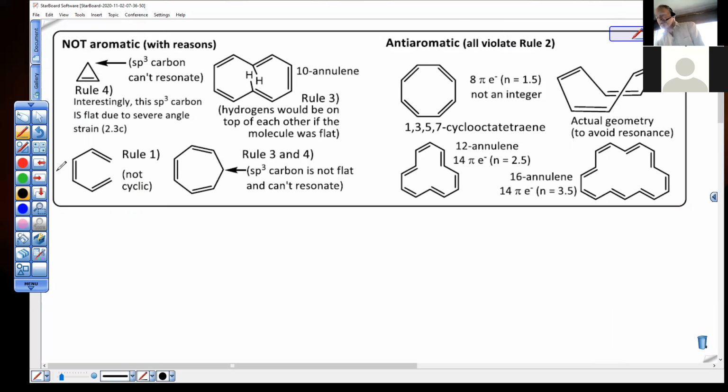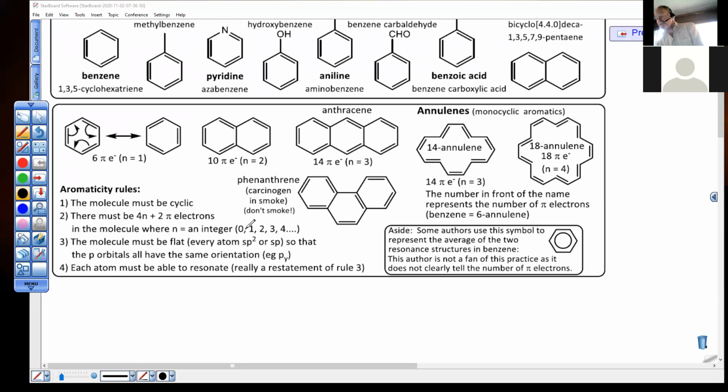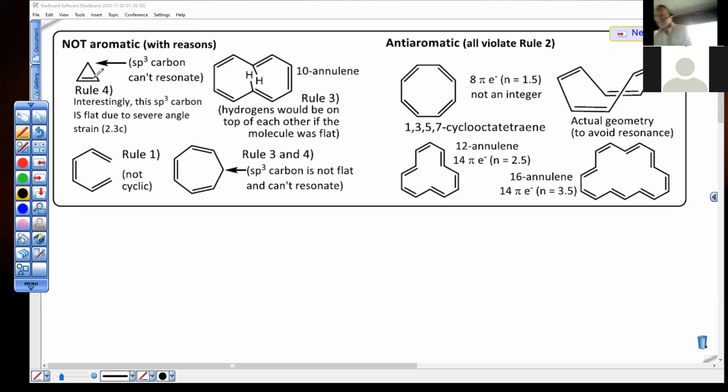If you go back to your rules of number of pi electrons, remember what qualifies as an integer. Yes, 0 qualifies. So you're asking yourself, when could I ever have 4 times 0 plus 2, which is 2 pi electrons, and still be a cycle? Well, rules 1 and 2 are followed for our first molecule here, but rule 4, this can't be flat.